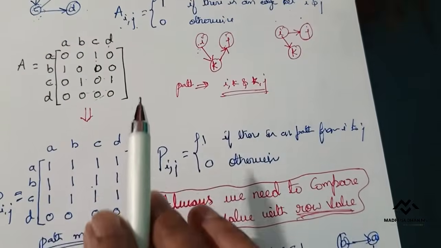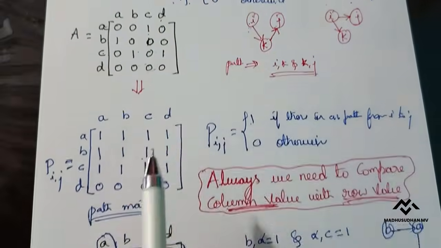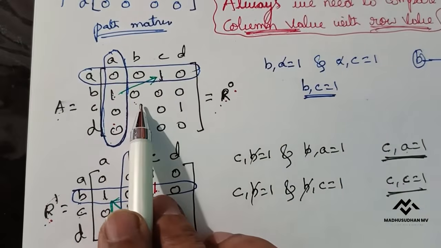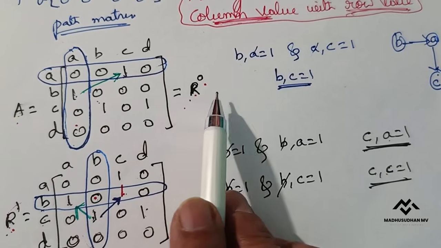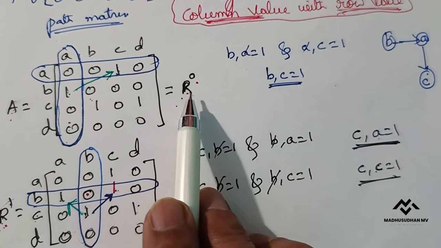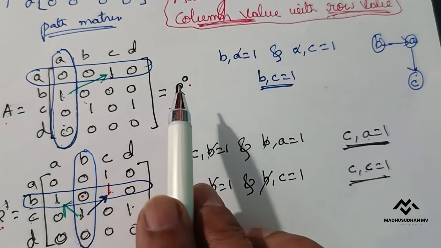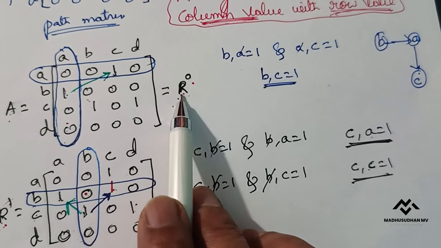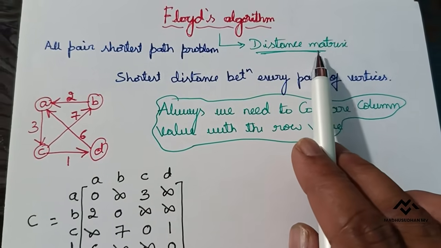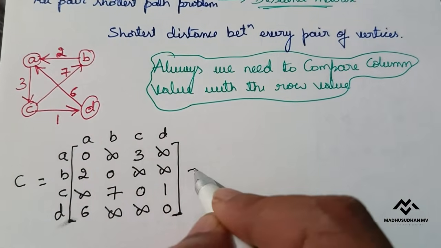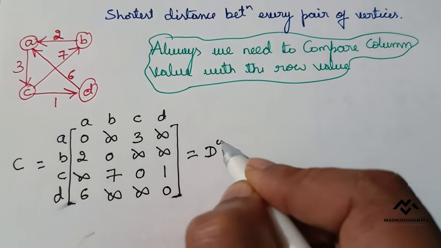In the Warshall algorithm, whatever the adjacency matrix for the given graph, that adjacency matrix A we considered as R to the power of 0. There we used the transitive closure, the path matrix R. But here, in the Floyd algorithm, what do we need to find? The distance matrix. Now the same thing we'll call D to the power of 0.